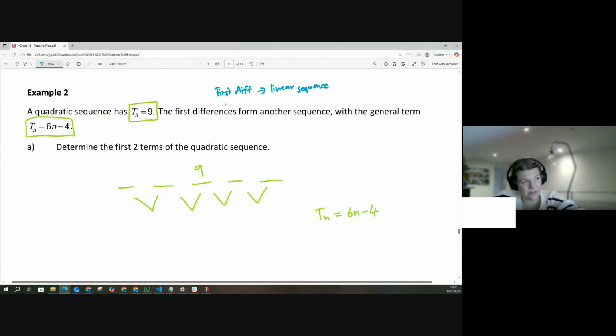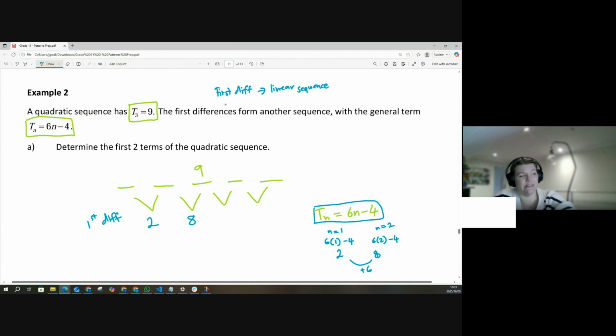Okay, so if this is the formula for our first differences, then if n is equal to 1, it would be 6 times 1 minus 4. So 6 minus 4, which would be 2. If n was equal to 2, it would be 6 times 2 minus 4. So 12 minus 4, which would give me 8. And so I am increasing by 6 each time. So that means that because these are my first differences, this term would be 2, this term would be 8, this term would be 14, this term would be 20.